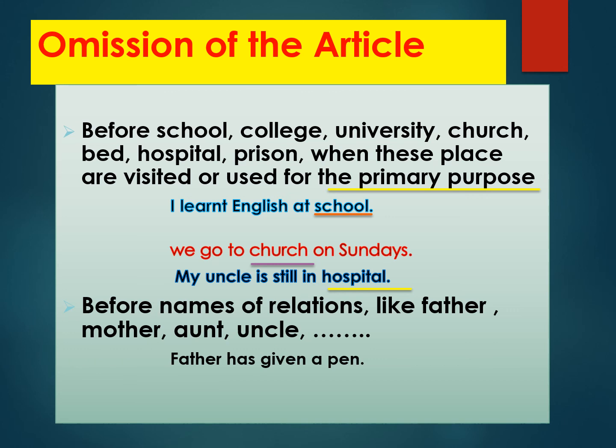Example, father has given a pen. So, father is a name of relationship. So, article is omitted before the noun father. Next, aunt wants you to see her. Here also the noun aunt is a name of relationship. So, article is omitted before the noun aunt.